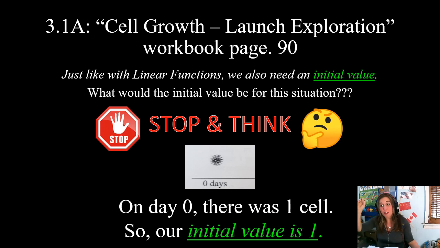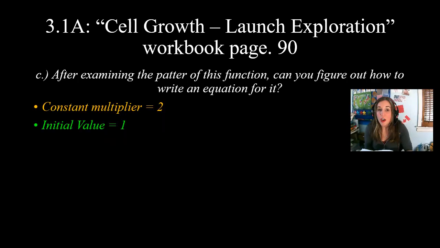So now we have our initial value and our constant multiplier. And we're going to see how we take those two things and put them together to make and define our exponential function. Woohoo! Okay, you guys, let's get back to that letter C. It said, after examining the pattern of this function, can you figure out how to write an equation for it? So we have a constant multiplier of 2 and an initial value of 1.